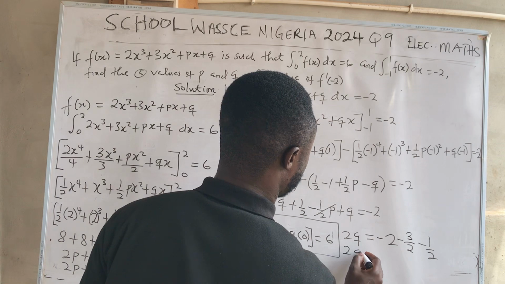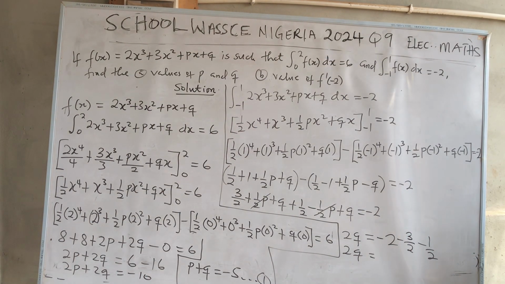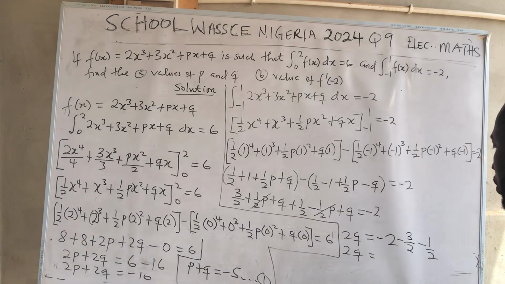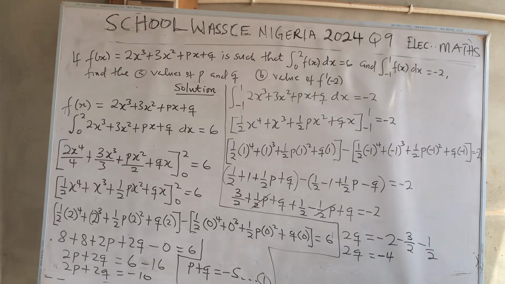Okay, so we have 2q to be equal to minus 2 minus 3 over 2, and then minus 1 over 2. With this, let me use the calculator so that we can quickly go by this and see the answer. So minus 2 minus 3 on 2 minus 1 on 2 will give us negative 4. So that we have negative 4 here. Okay, so our 2q is equal to negative 4.